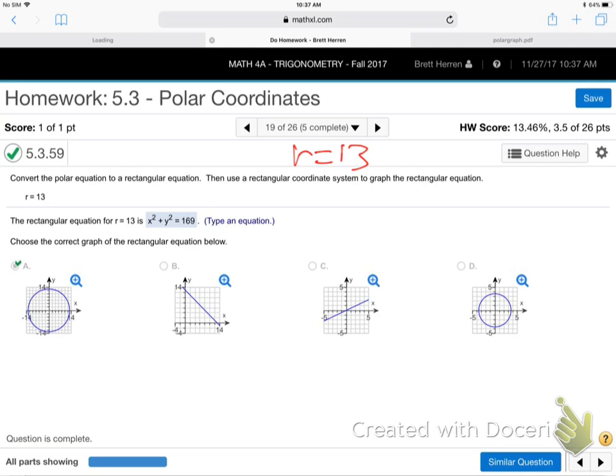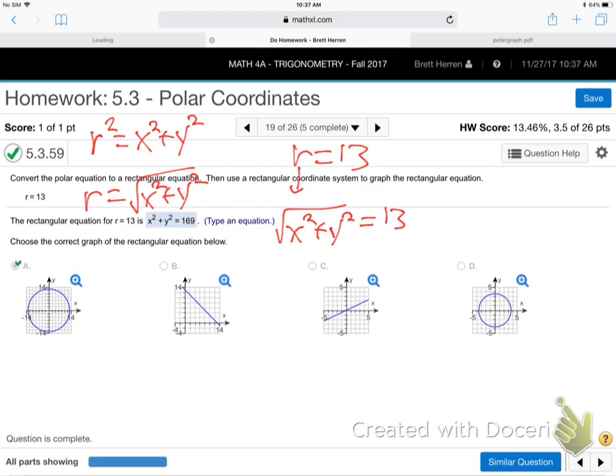Well, you know, again, the main thing is r squared. You see the answer right there. You can see what I did, huh? R squared is x squared plus y squared. So what does r equal? Square root of x squared plus y squared. So this r right here is square root of x squared plus y squared.